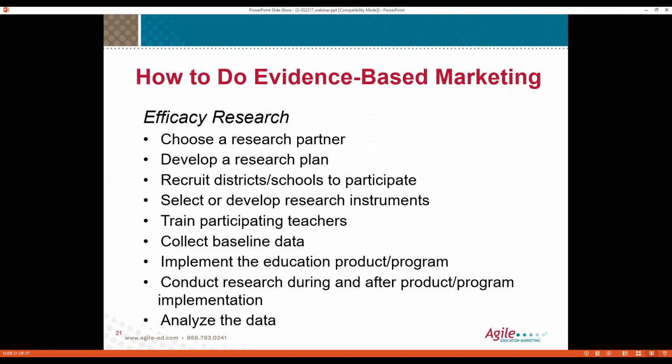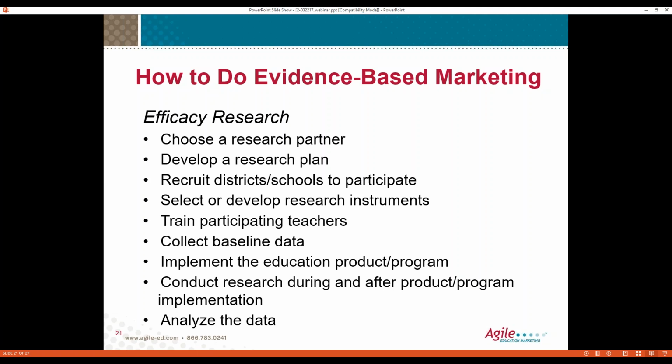Once you're armed with at least a preliminary research plan, then you can go about recruiting districts and schools to participate. Those can be districts or schools that are the client you already have in your cadre of customers, or it may be a district or school that a researcher can bring in.